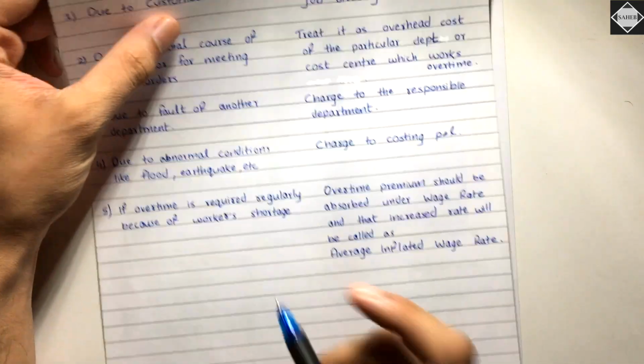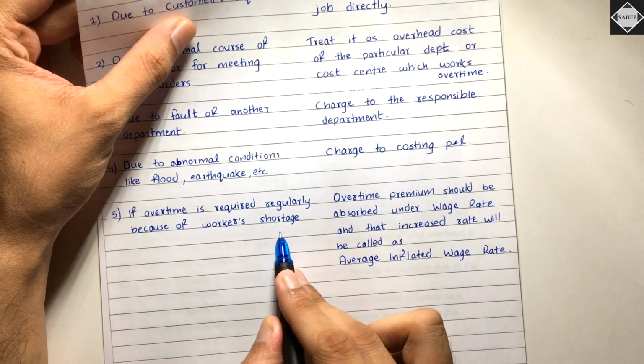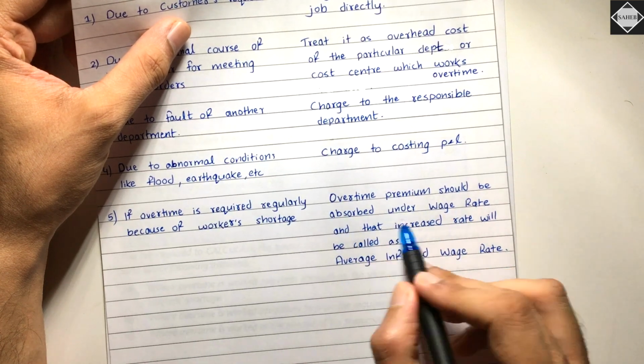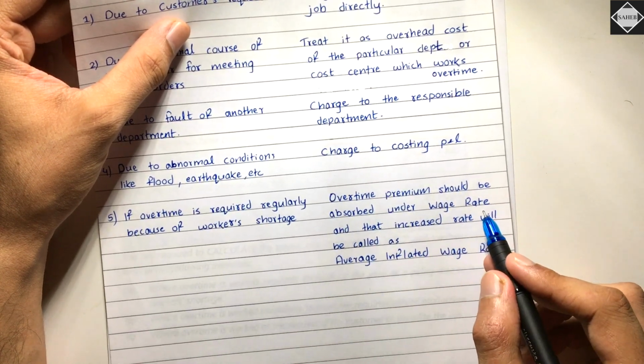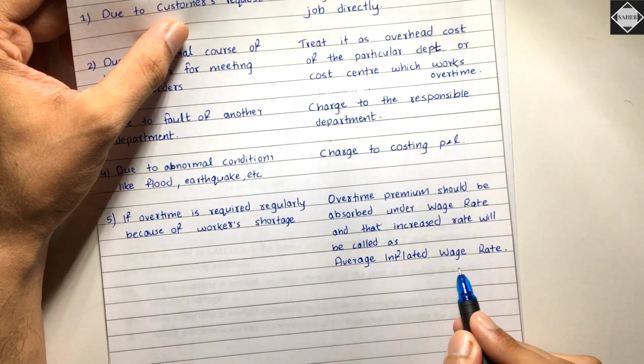Whenever there is worker shortage, what do we do? If overtime is required regularly because of worker shortage, in that case, overtime premium should be absorbed under the wage rate, right? And that increased rate will be called the average inflated wage rate.